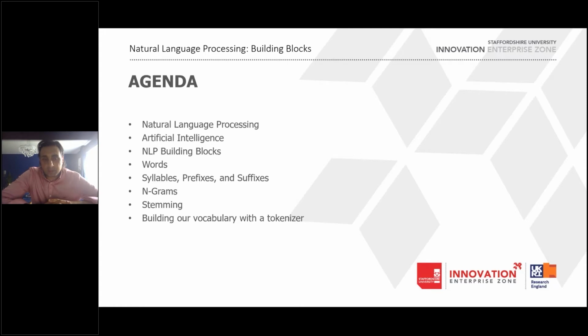And we're going to talk about words and how to separate a document into tokens, as we're going to call them, which are going to be words, and how to define the syllabus, prefix, and suffix, how to generate n-grams, and how to build a stemmer, and then how to build our vocabulary using a tokenizer.